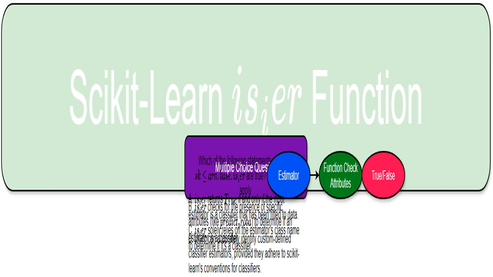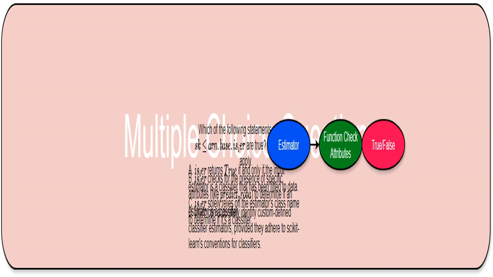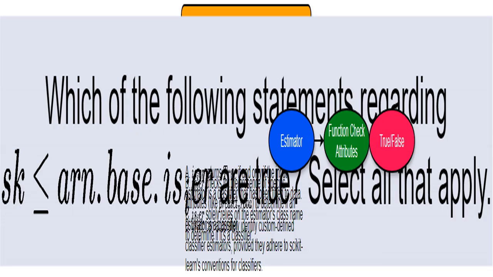I'm focusing on the is_classifier function from the scikit-learn library. It's a tool to check if something is a classifier. This is a multiple-choice question testing my understanding of how the is_classifier function works. I need to choose which statements accurately describe how the is_classifier function works in scikit-learn.